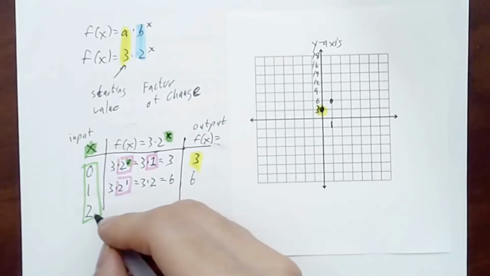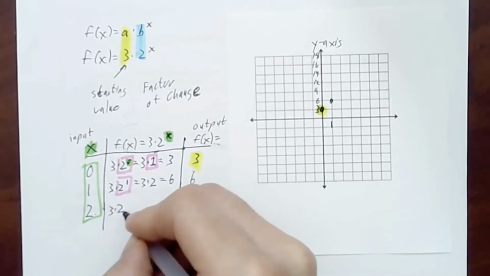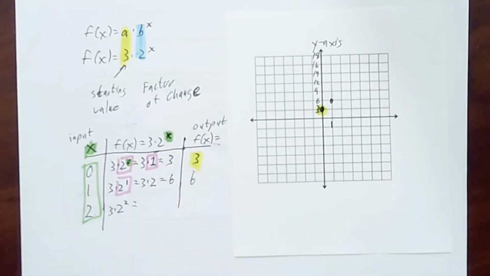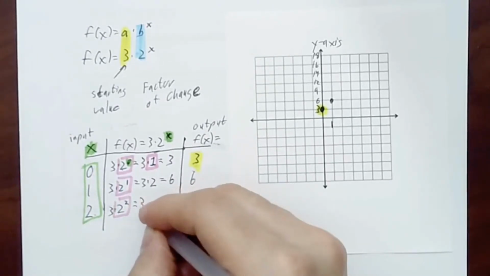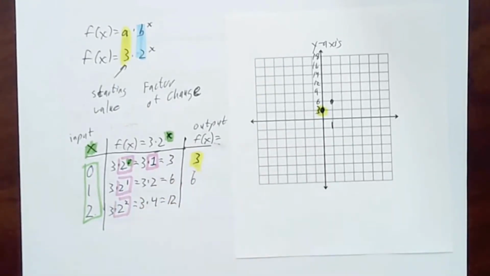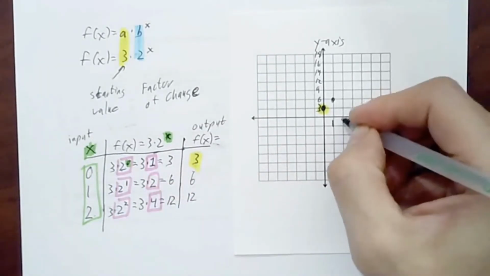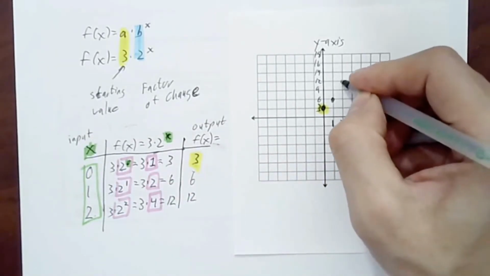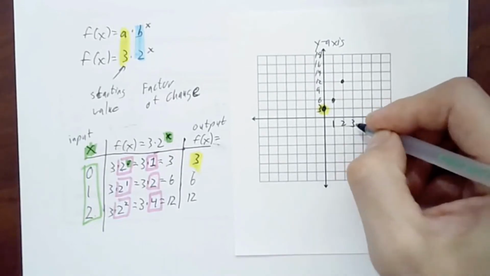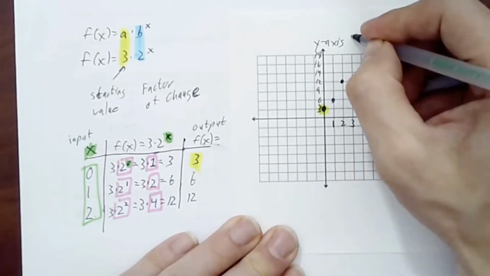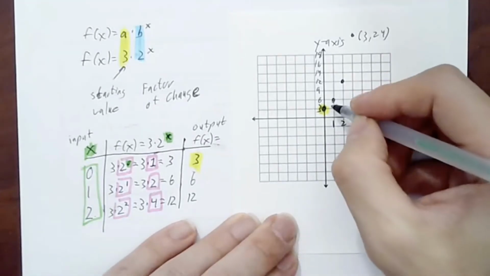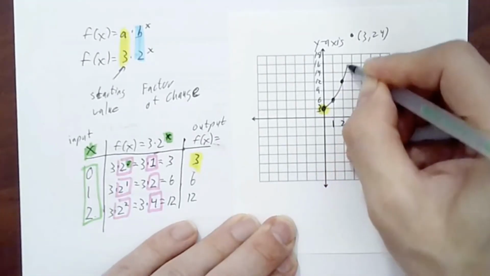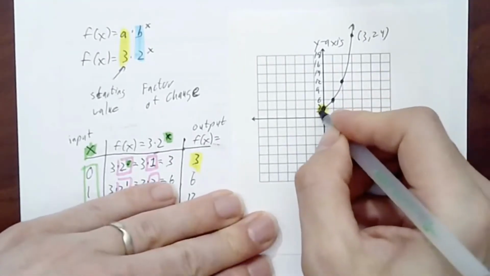Coming down here to the next number, 3 times 2 to the second power. Again, I'm going to calculate 2 to the second power first, which results in 3 times 4, which ends up giving me 12. So my output value is 12. At 2, my output value is way up here at 12. If I went over here to 3, my output value would be 24, which is off the graph somewhere. So this is the point (3, 24). And you can see that it's growing like this, and it's going to become flat in this direction.